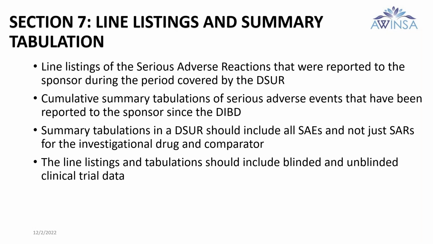And there's a section on line listing of the serious adverse reactions, and then the summary tabulation also needs to be provided. There is a format which is given as per ICH E2F. So we have to provide the line listings as per the ICH E2F format, and then the cumulative tabulations of the serious adverse events that have been reported to the sponsor since the date of international birth date. Well, the summary tabulations in a DSUR should always include all the SAEs and not just SARs for the investigational drug and the comparator. And ICH E2F mentions that the line listings and tabulations should include blinded and unblinded clinical trial data.